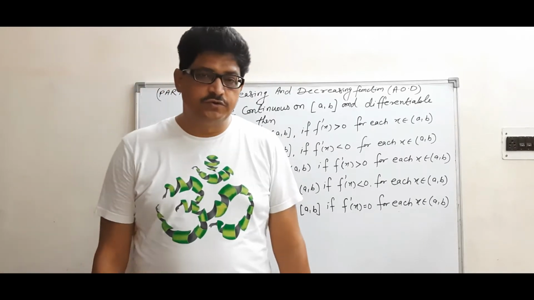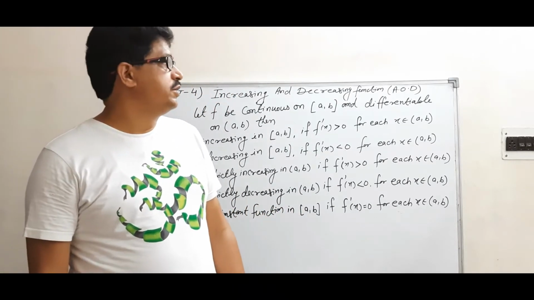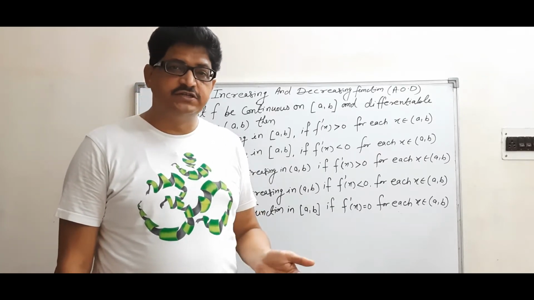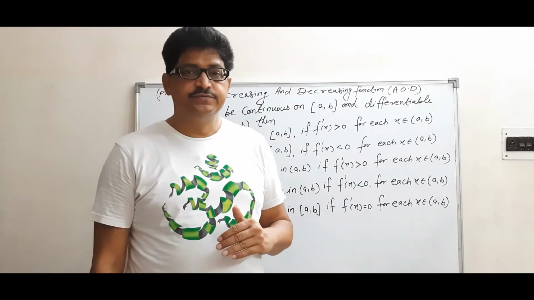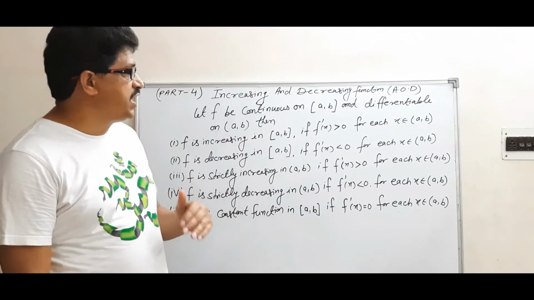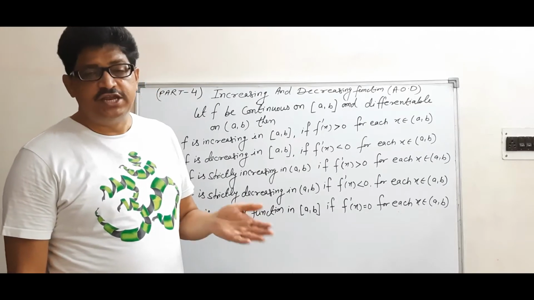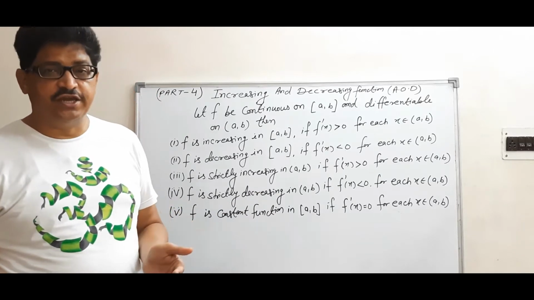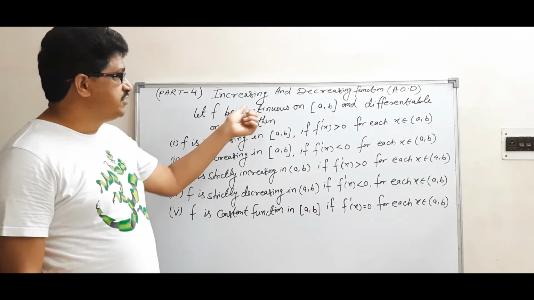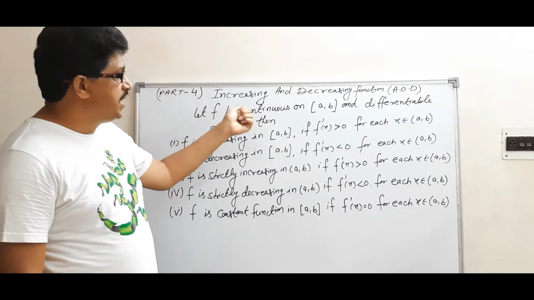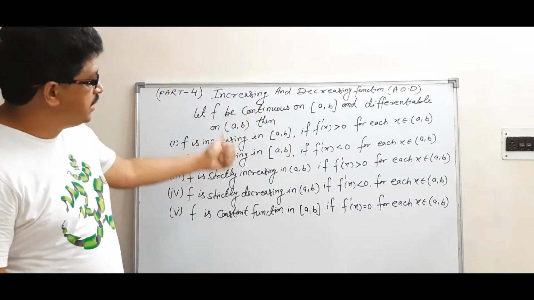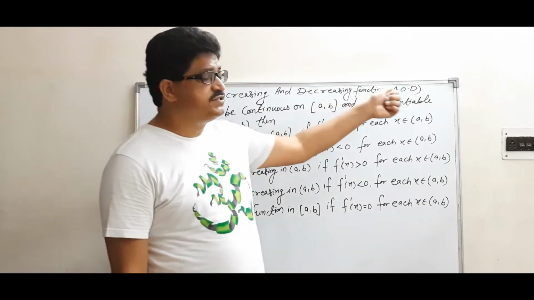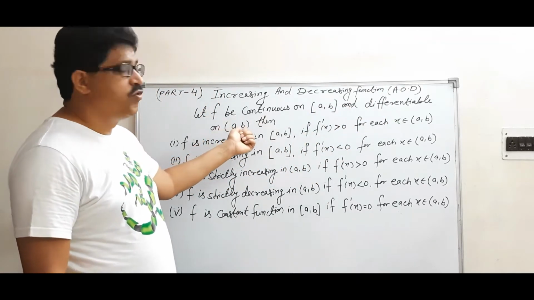In the previous video, I taught you about increasing function, strictly increasing function, decreasing function, and strictly decreasing function. And now, by using derivatives, we can decide whether a function is increasing or strictly increasing, decreasing or strictly decreasing. For that, we are revising all these things. Let f be a continuous function on the closed interval [a, b], and f is differentiable also on the open interval (a, b).